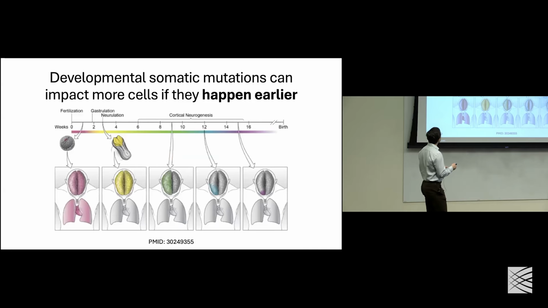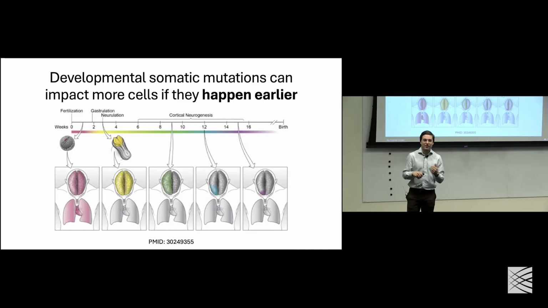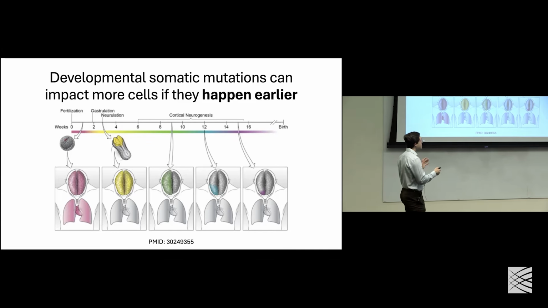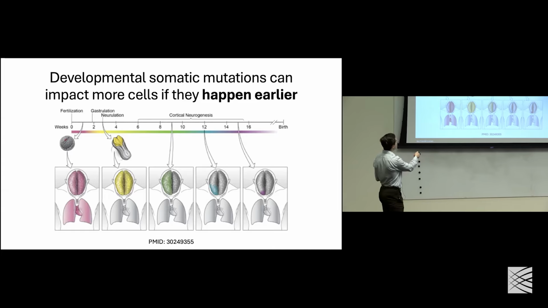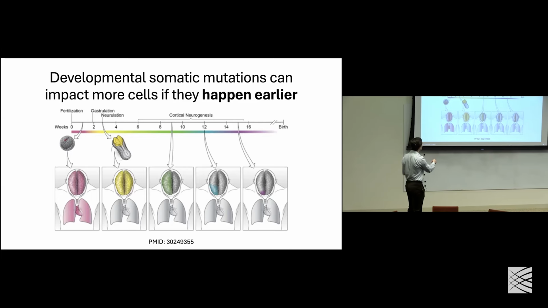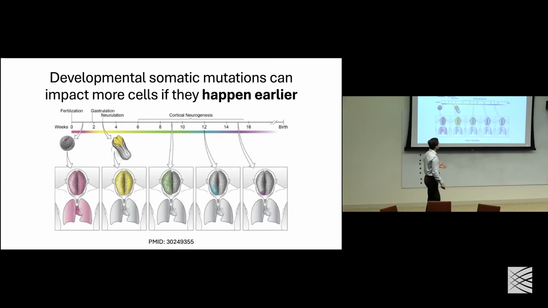And this makes sense if you think about this image again, right? When we see hemimegalencephaly, we don't see the whole brain affected. We just see part of it. So in this case, we have a mutation that probably occurred sometime around here during cortical neurogenesis and ended up impacting just parts of the brain.